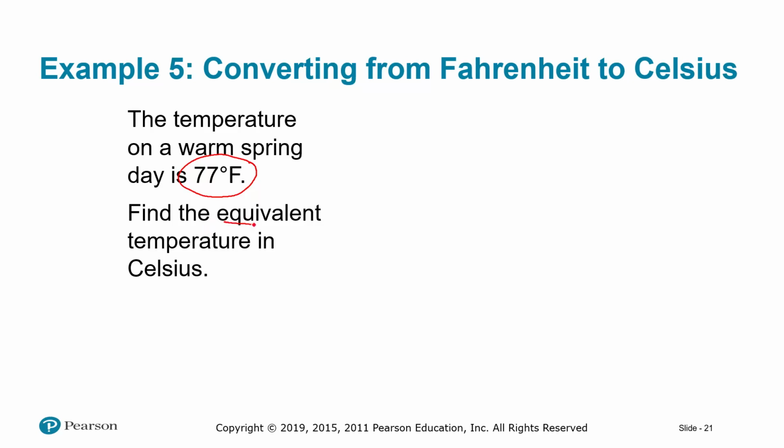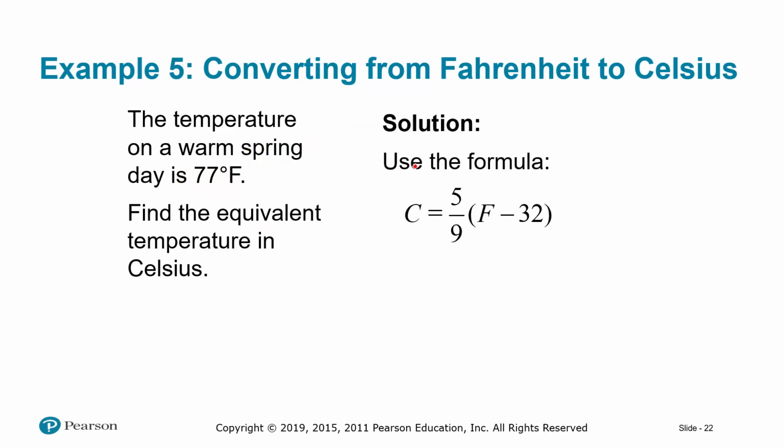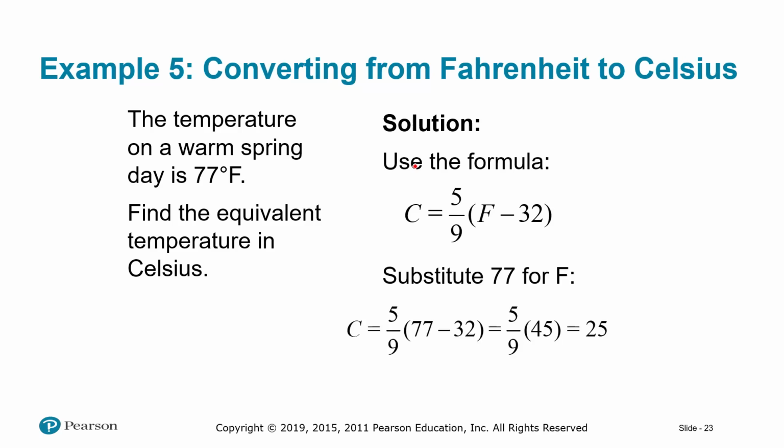So, find the equivalent temperature. C equals, you can get that formula. Put the 77 in where the F is. 77 goes where the F is. Just do a little bit of calculation. And it's 25 degrees Celsius. That's a good 77 degree warm spring day.